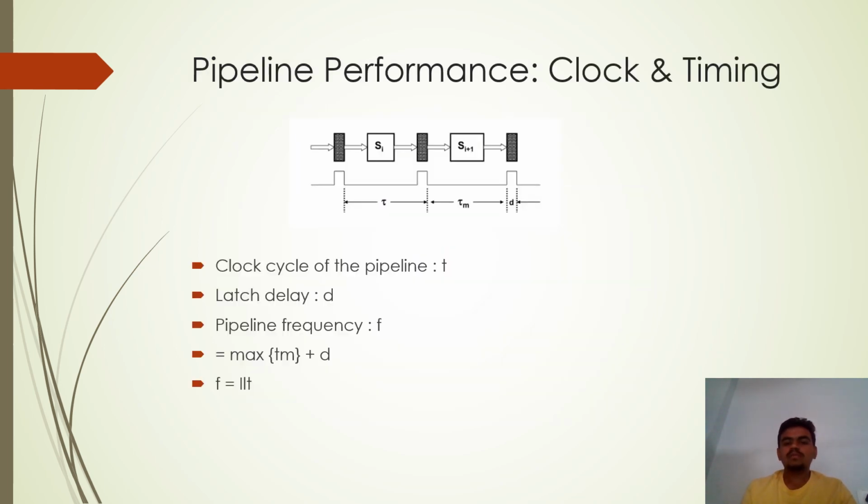Pipeline performs clock and timing. We saw in this figure the clock and timing. The clock cycle of the pipeline is denoted in this figure. The clock period is D, the pipeline frequency is F, and the formula is max of the stage delays plus D, and then F means this.